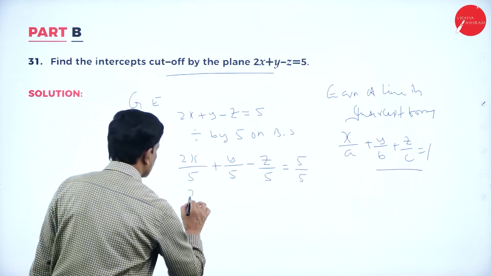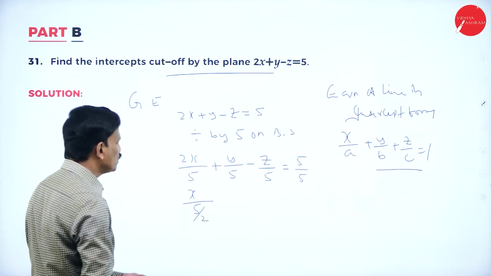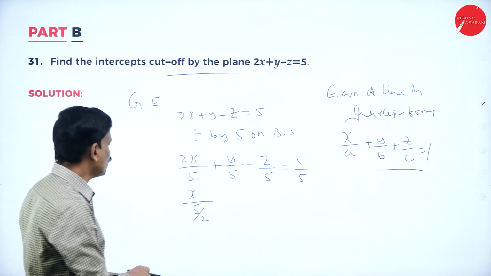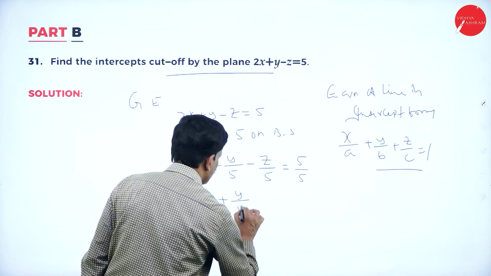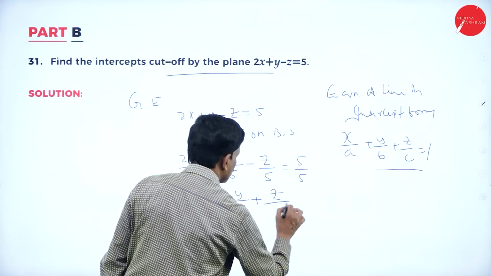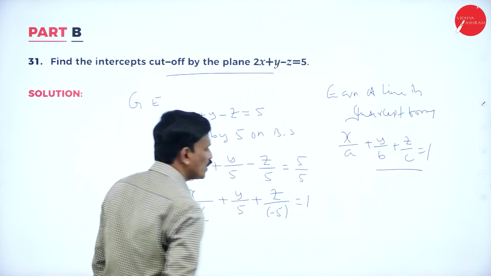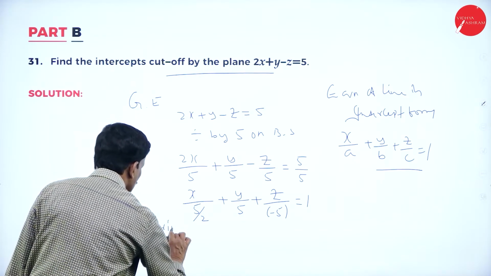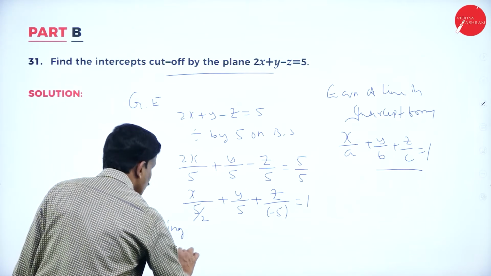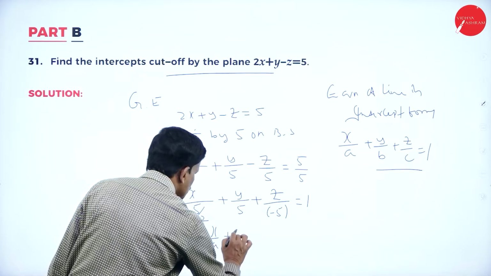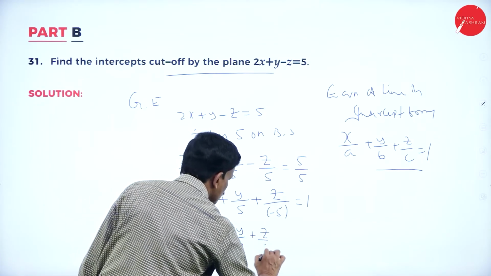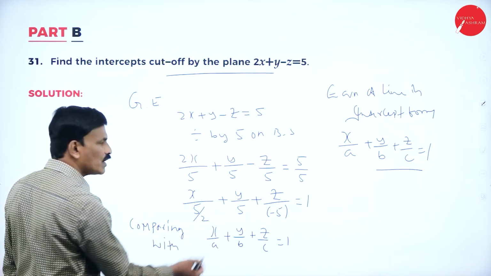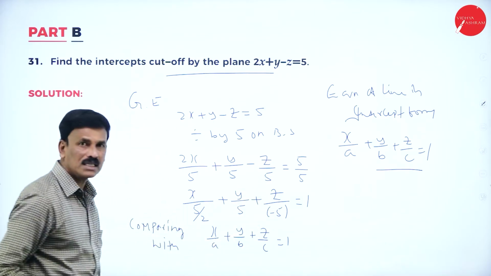Now this can be written as x divided by 5 by 2. Bring this to the denominator: x by 5 by 2 means this 2 goes to the numerator, 2x by 5. This is the same y by 5, plus z divided by minus 5 is equal to 5 by 5, which is 1. Now comparing with the standard equation, x by a plus y by b plus z by c is equal to 1, the x intercept a is 5 by 2, the y intercept b is 5, and the z intercept c is equal to minus 5. That's it.